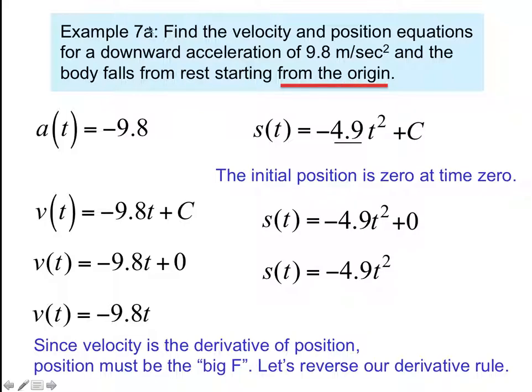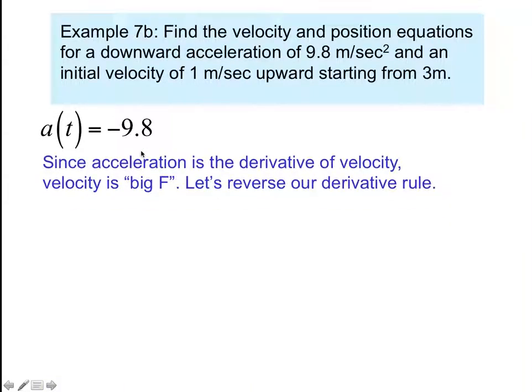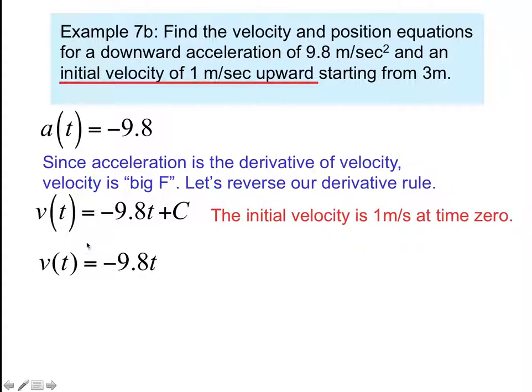Now we're going to change this example just a little bit. Instead of starting at rest and from the origin, we're going to start with an initial velocity of 1 meter per second up, and we're going to start from 3 meters above the origin. Let's see how it changes the equations. Again, we start with our acceleration function, negative 9.8. We take the antiderivative and get negative 9.8t plus c. But now our initial velocity isn't 0 anymore, it's 1 meter per second upward, which means plus 1. So our velocity function is negative 9.8t plus 1.